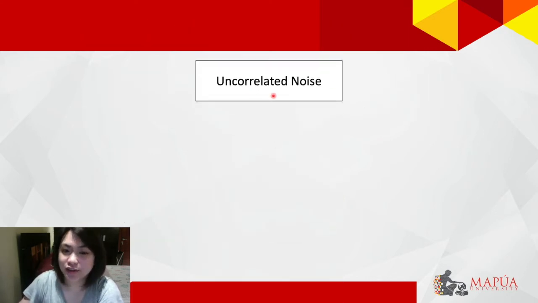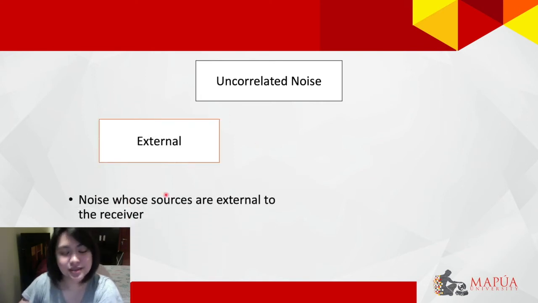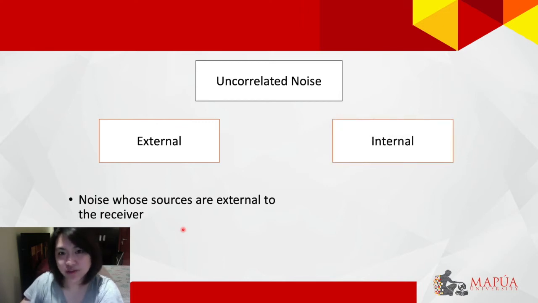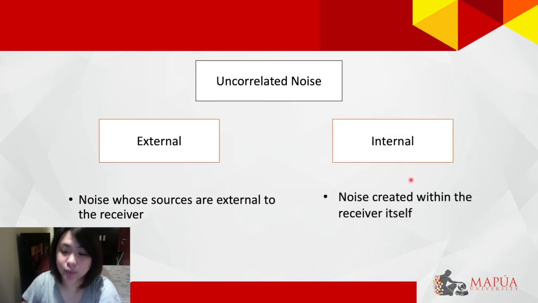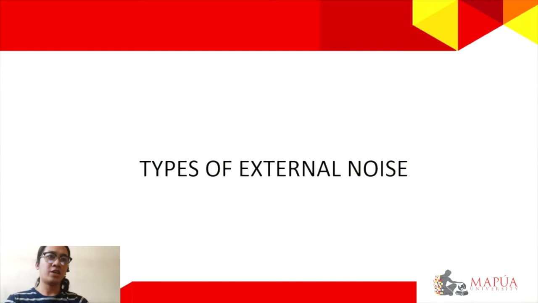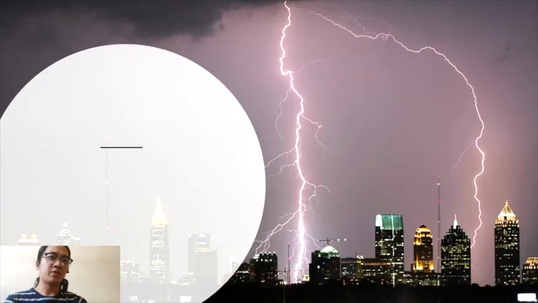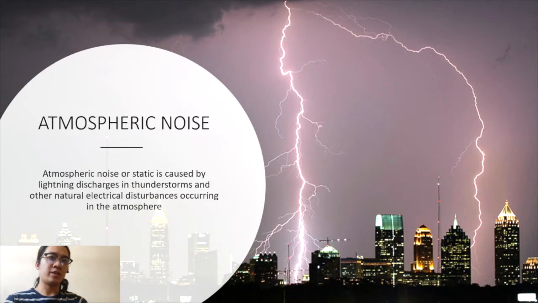Uncorrelated noise has two types: external, which means noise whose sources are external to the receiver, and internal, which means noise created within the receiver itself. Types of external noise. Atmospheric noise. Atmospheric noise or static is caused by lightning discharges in thunderstorms and other natural electrical disturbances occurring in the atmosphere.